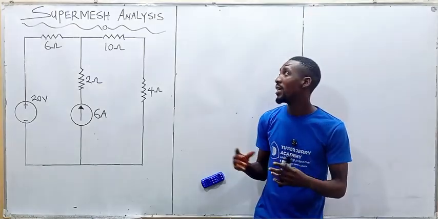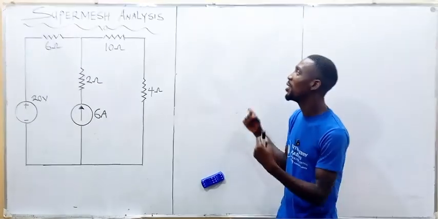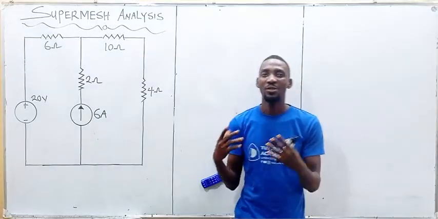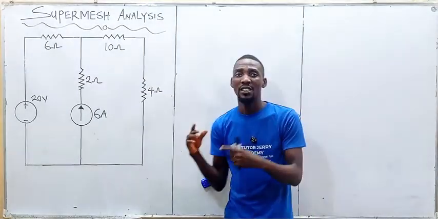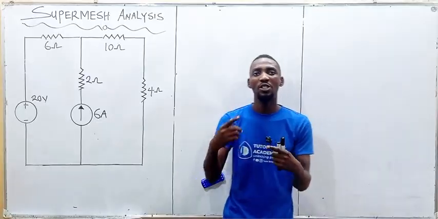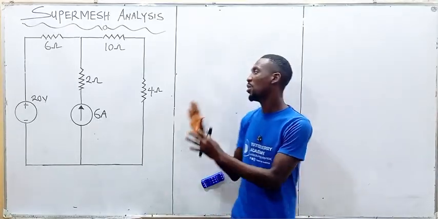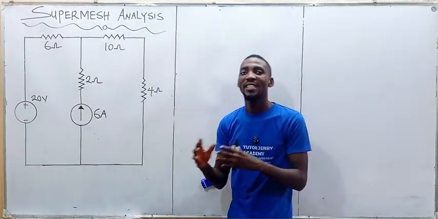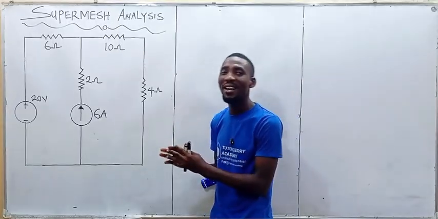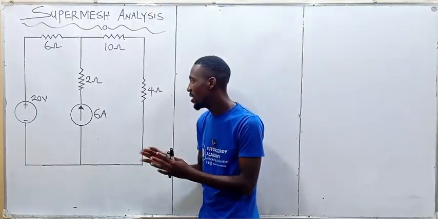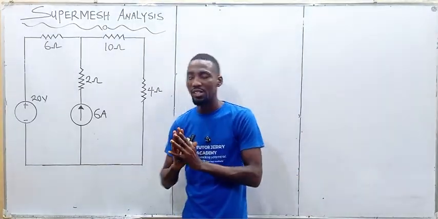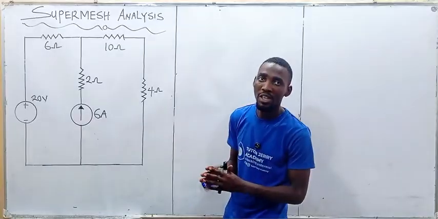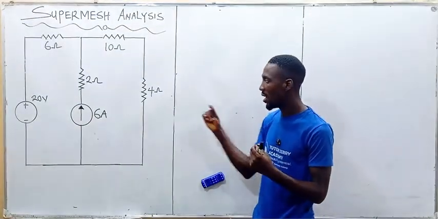All right, we are going to be taking our first example on supermesh analysis. We already introduced what supermesh is in our first lecture, so I encourage you to go over that before coming for the sample problems. We said supermesh occur whenever there is a current source between two meshes. You can see there's a current source here which is between this mesh and this other mesh. So how do we go over this question?